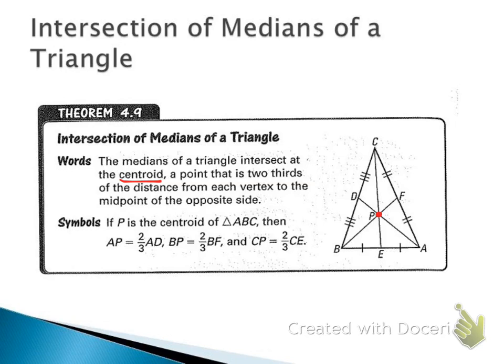So we take the whole median, we multiply it by 2/3, that gives us the distance from the vertex to the centroid. And it works for all of them, we just have to use a different median every time. So from B to point P, that's going to be 2/3 of B to F. From C to point P, that's 2/3 the length of C to E.